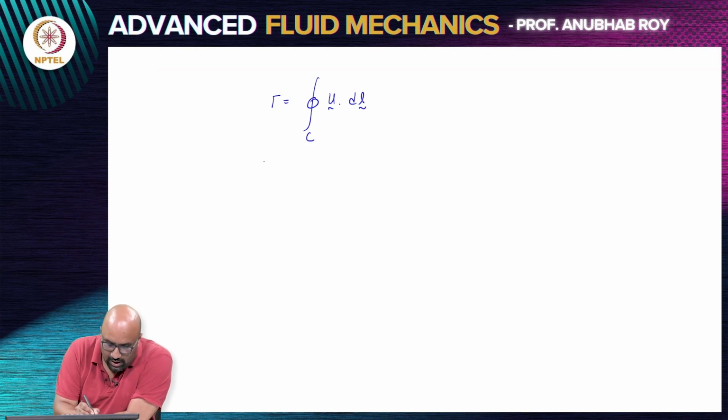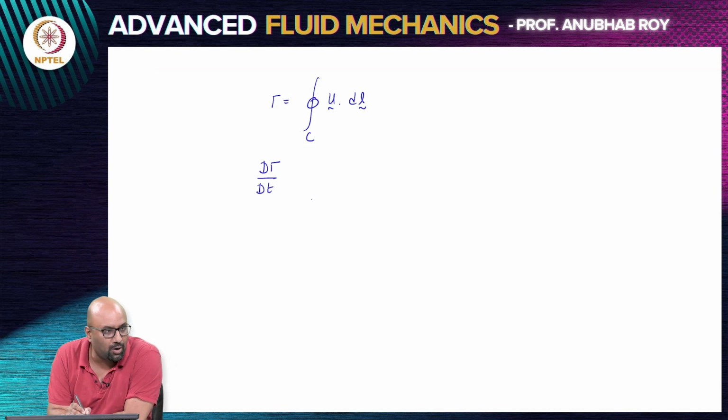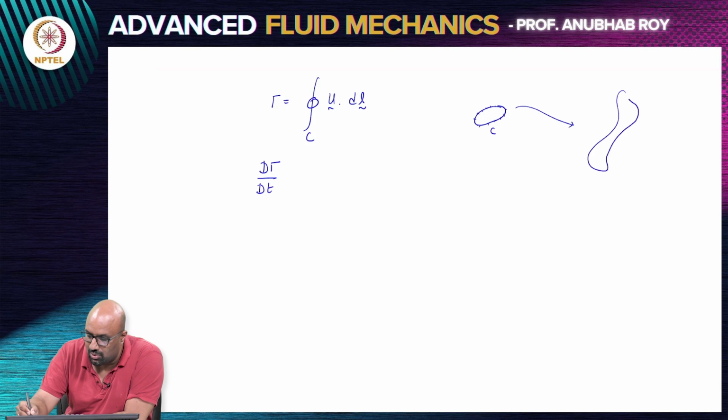So what I will try to do is calculate the rate of change of this circulation following the fluid particle. The point is the following. I have a circuit C. This circuit is made up of fluid particles everywhere, right? It's a material line. I am tracking this. So this line is going to do all kinds of things.